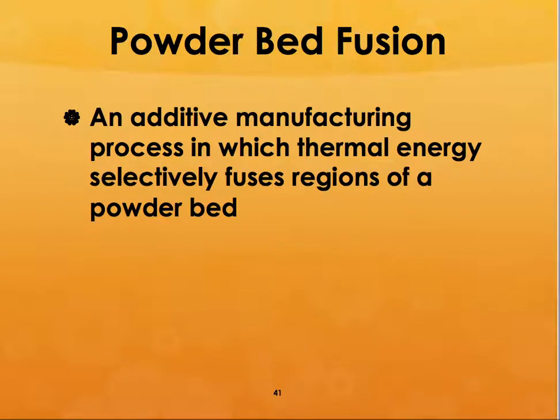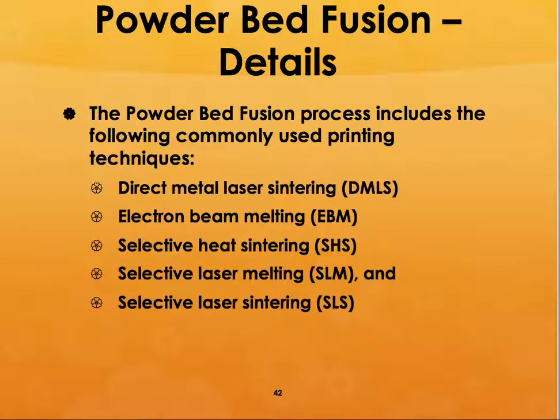Continuing on, now we talk about the next type of processes that are based on fusing layers of powders. It can be metal, it can be ceramic, it can be polymers, etc. And this is the process in which thermal energy selectively fuses regions of a powder bed. So these are the different variations of the process where thermal energy is used.